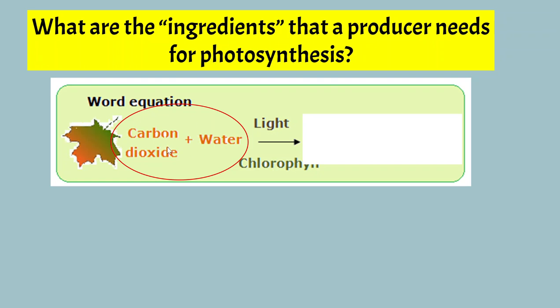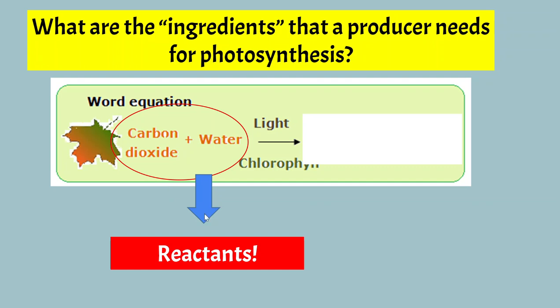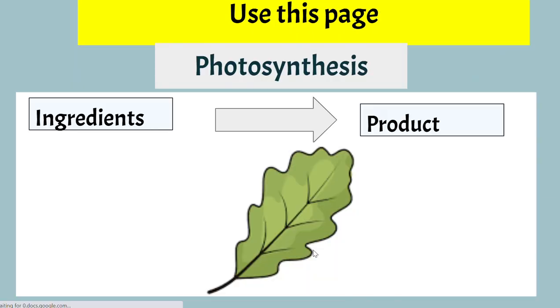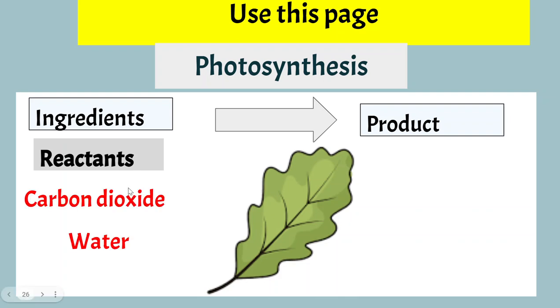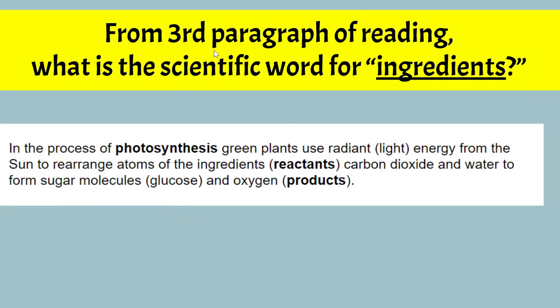Okay, so our ingredients are these two things. There's a scientific word for ingredients, that is reactants. So notice that that first part is react. We want the carbon dioxide and the water to react inside the leaf and give us some products. Okay, so that's why it's called reactants. All right, so again, the ingredients or reactants that we're going to use are carbon dioxide and water, and we're going to model this with some pop beads. Okay, your third paragraph showed you that in the process of photosynthesis, green plants use radiant or light energy from the sun to rearrange the atoms of the ingredients.